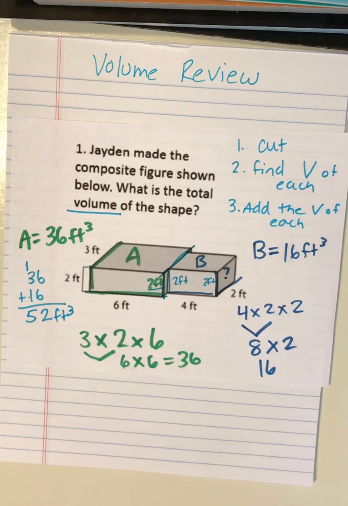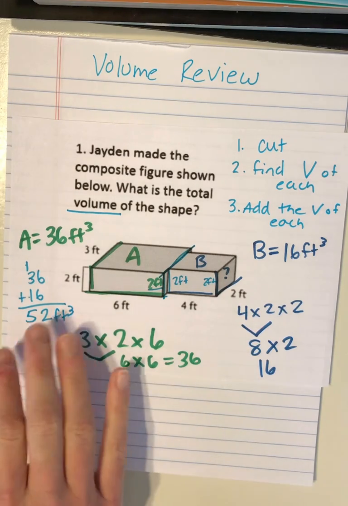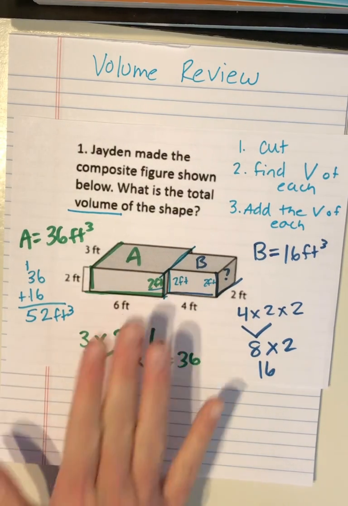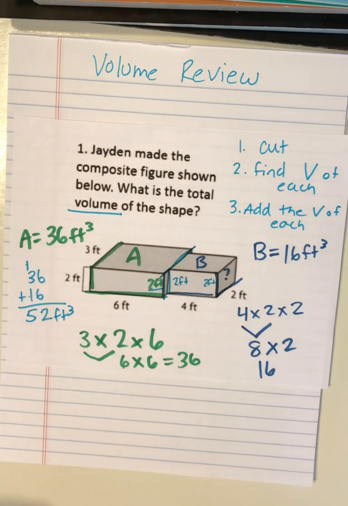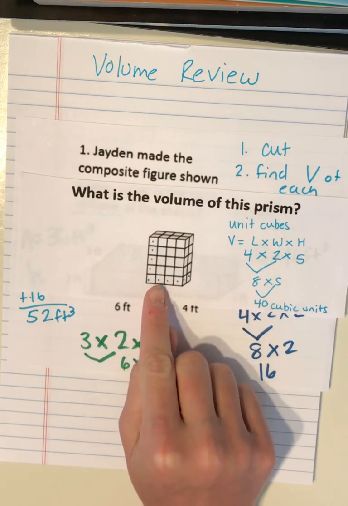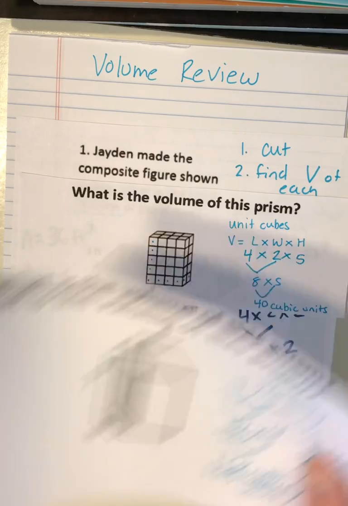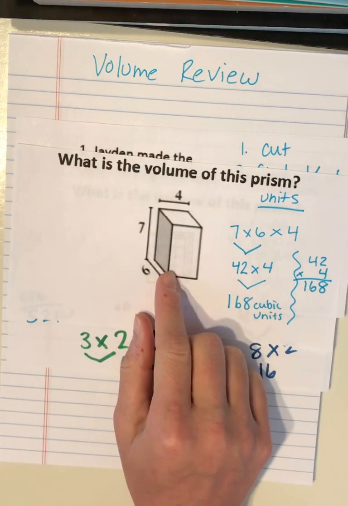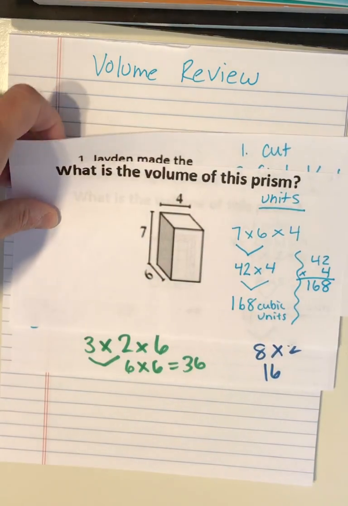So those are the 3 types of questions you're going to see on the quiz. You'll see irregular prisms here. You'll see shapes where you can count the cubes. And you'll see prisms where they give you the dimensions. So I wanted to make sure we reviewed those quickly.